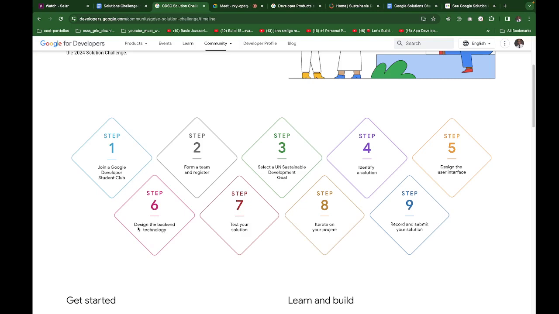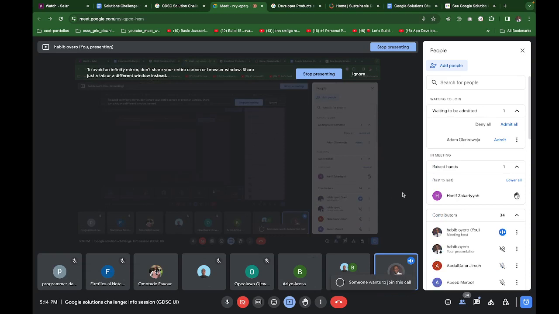Design the back end technology and the front end technology. In short, you design the engineering of it. That's where your front end developer comes in, your back end developer, your cloud engineer, your data science, your hardware, IoT, and all of those technical skills come into place. You should also remember that there is a maximum number of people that can be on your team, so you need to examine this very well.